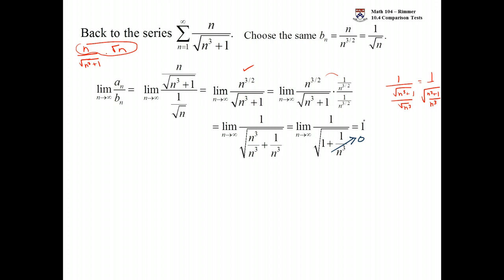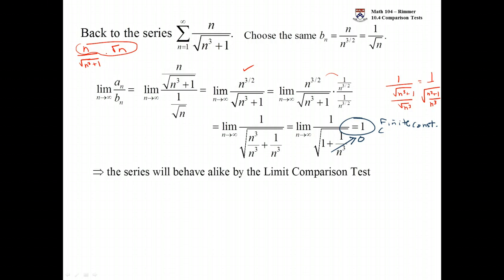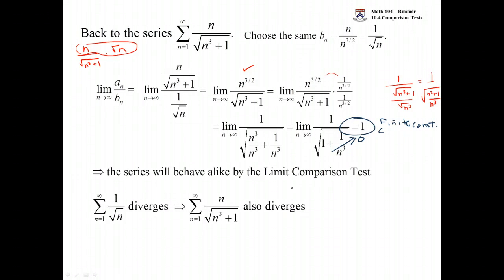So what's the result? Well, we did the limit and it equals 1. That's a finite constant. And so, according to the limit comparison test, the two series will behave alike. Your series diverges. It's a p series, we saw before. So the given series also diverges.